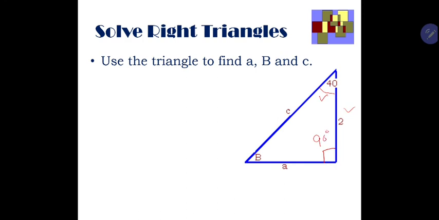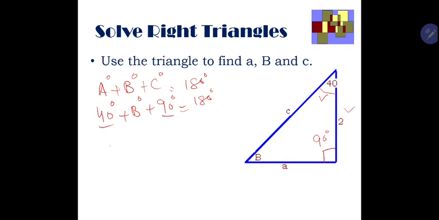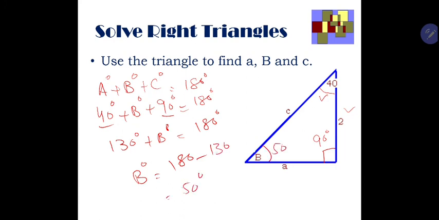I'm sure you all know this, but just to give you a quick recap, always remember that the sum of all 3 angles of a triangle is always 180 degrees. So in this case, if angle A is 40 degrees, B is unknown, and C is 90 degrees, then we can easily find out the value of B by adding these 2 up. That would be 130 degrees plus B equals 180 degrees, which means angle B is going to be 180 minus 130, which is 50 degrees. So this angle is 50 degrees.